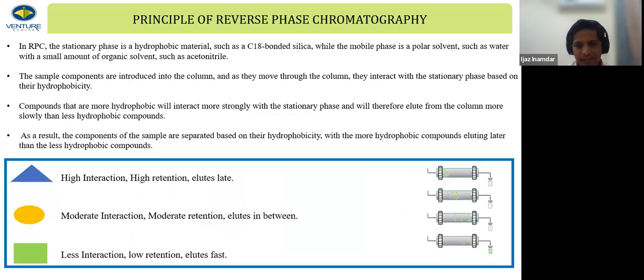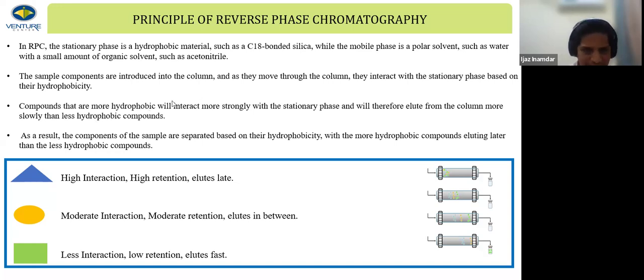Now, this is the chromatography that we are currently using. For 90% of our applications, we are using reverse phase chromatography. In reverse phase chromatography, what is the physicochemical property that we are going to take advantage of? It is hydrophobicity. Hydrophobicity is the core principle of operation for reverse phase chromatography.